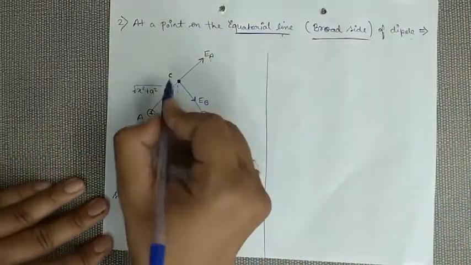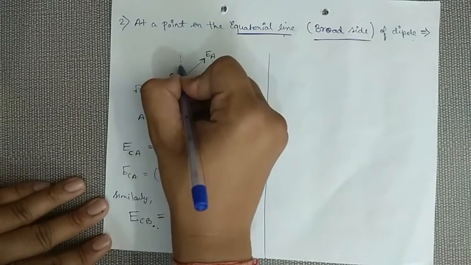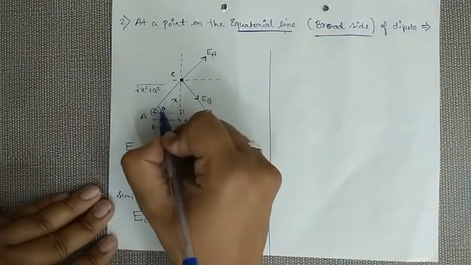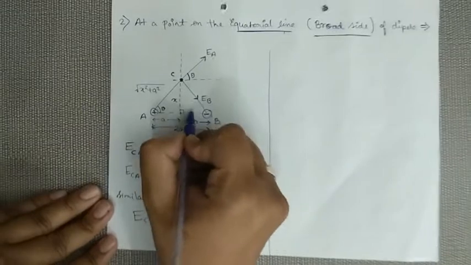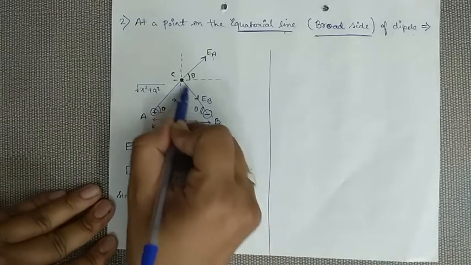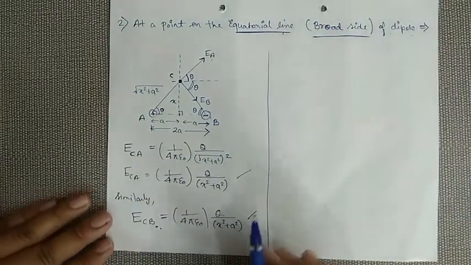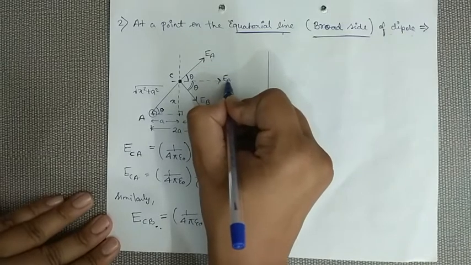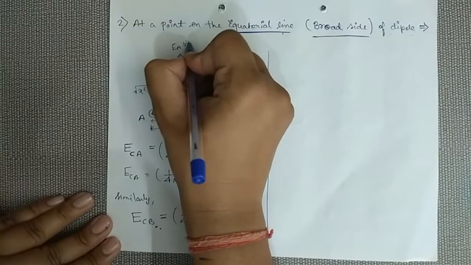Now we just have to resolve these two components. We draw a horizontal and vertical line. If this is angle theta, then correspondingly this angle should be theta, and with the help of alternate interior angles, this is also going to be theta. So we have to resolve the component. On resolving EA, this component will become EA cos theta and the perpendicular component will become EA sin theta.